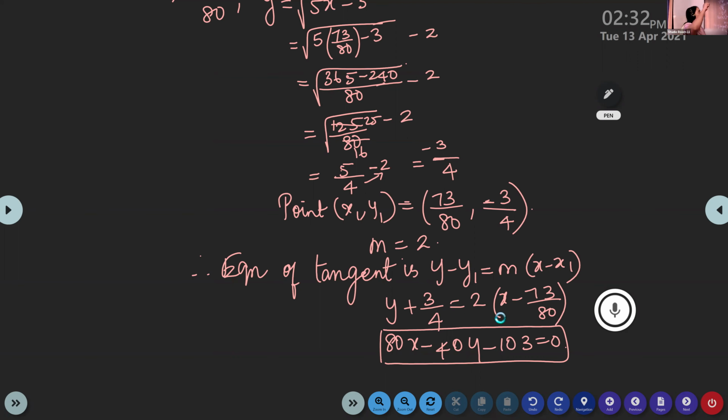Here, the point is not given. Instead of that, what is given? The tangent is parallel to one line. If two lines are parallel, slopes are equal. We are equating the slopes and finding the point. Once we get the point, and the slope is given, we find the equation of the tangent. Is it okay? This is another method we are learning.